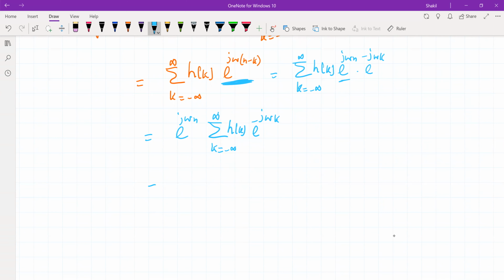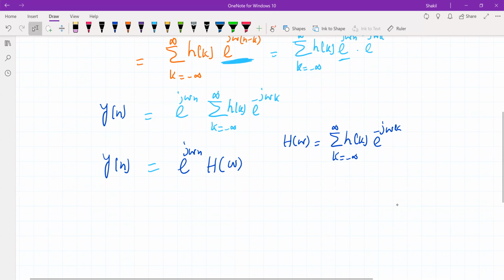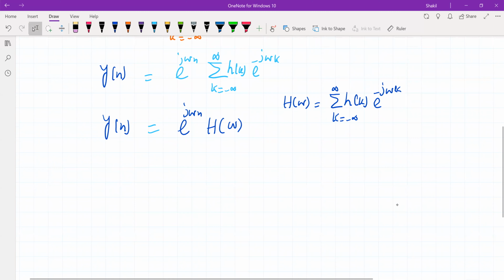This is our y of n. So it's e raised to j omega n multiplied by a constant, which is a function of omega, where h of omega is simply this sum, h of k e raised to minus j omega k. All right, so this is the output of the system whose input is this. If the input is this, the output is the same input multiplied by some complex number.